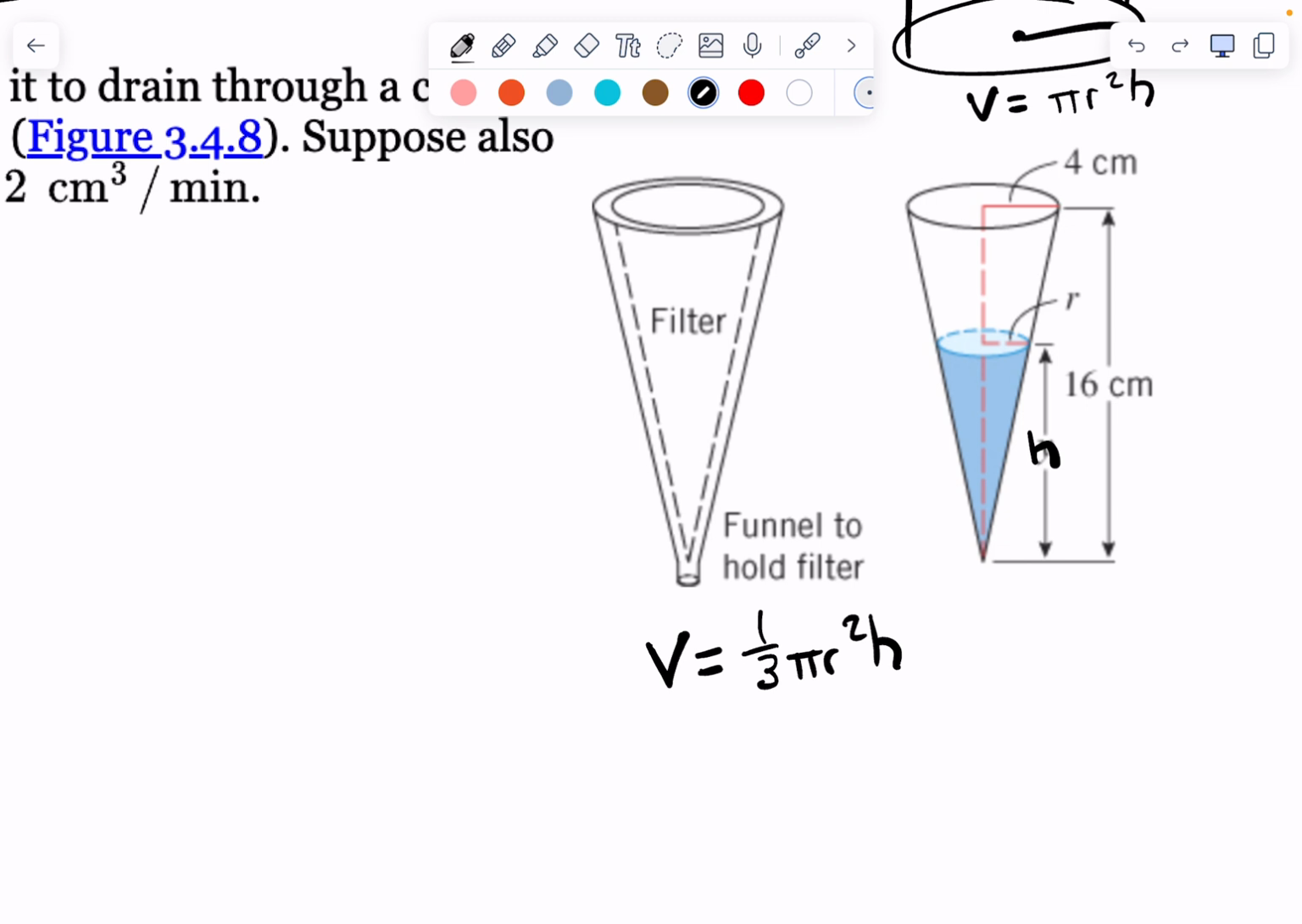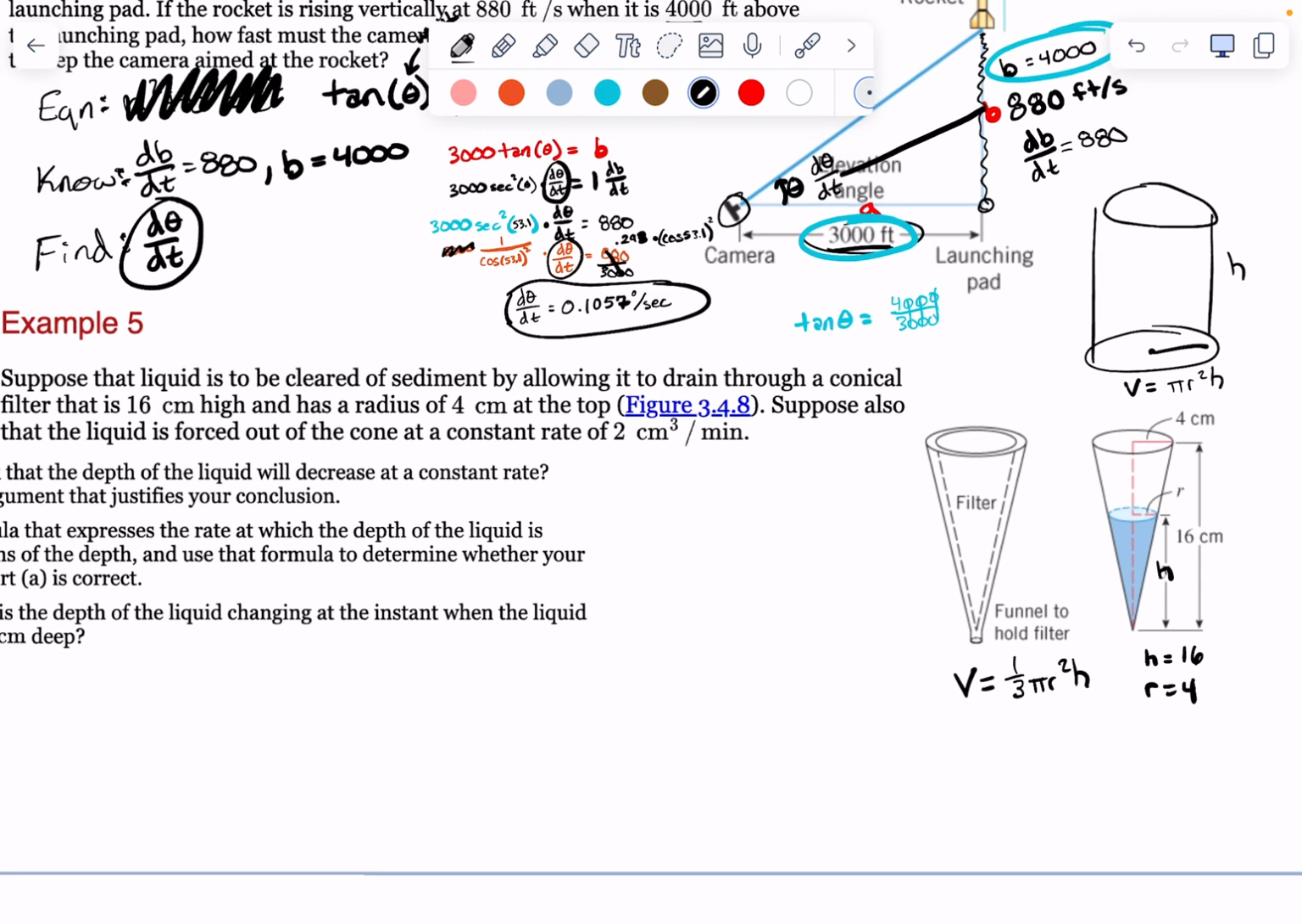So they are giving me the information. They're saying we're focused on specifically when the height is 16 and the radius is 4. Okay. But I don't know what dHdt is, and I don't know what drdt is. So we're going to figure that out.